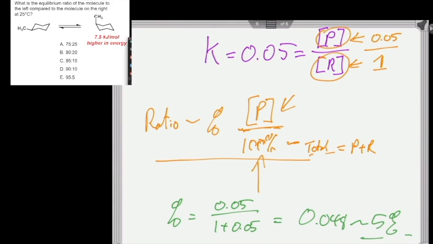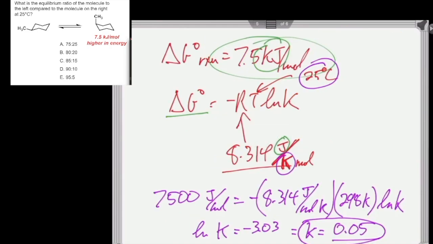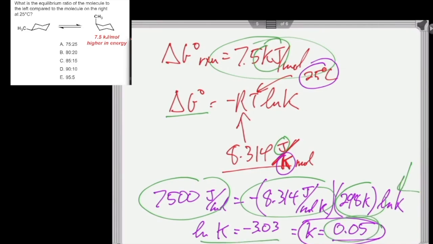Sorry, how do we get the 0.05? This value for K comes from our calculation, RT ln K, solving for K. Yes, e to the ln K value, exactly. And 8.314, that's R.